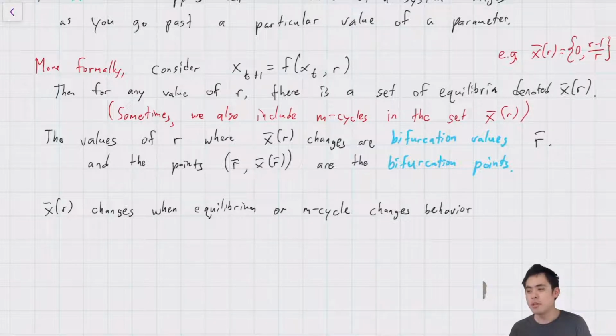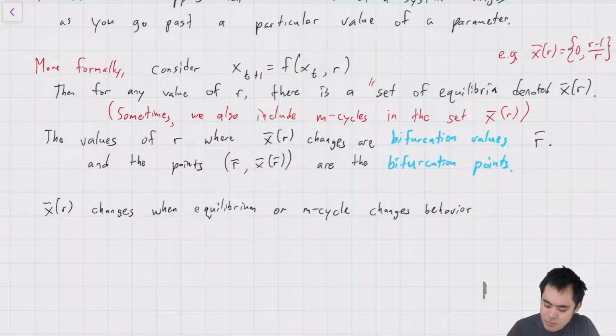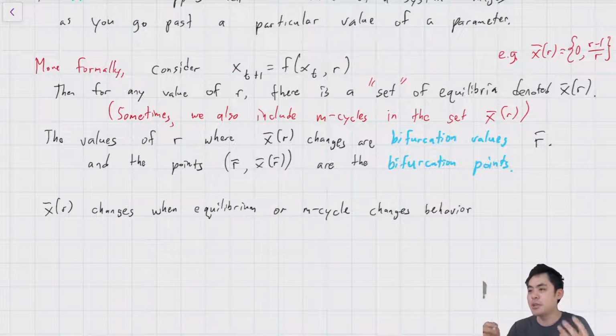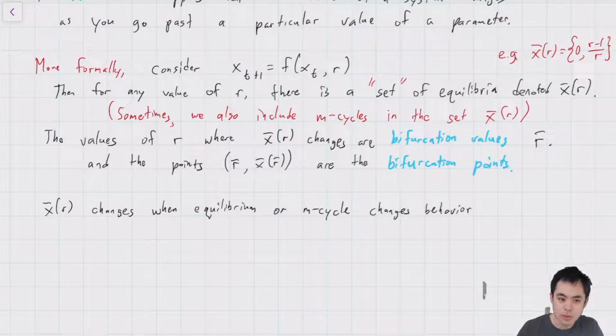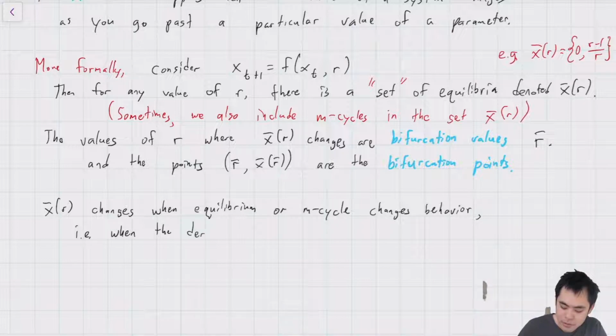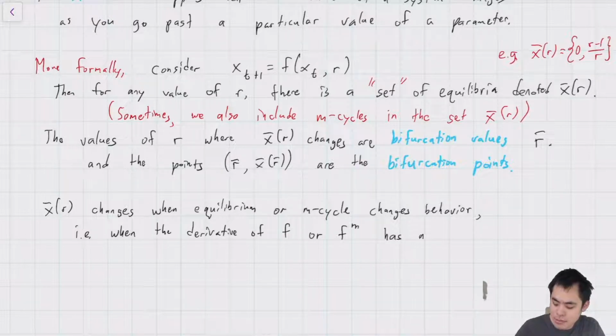Strictly speaking, you have to be a little careful. I've called these sets, but they're not really sets, because we look at all the equilibria and we also look at their stability. And so when do these things change behavior? Well, by the first derivative test, they change behavior when the derivative of f, or f to the m if you're looking at m cycles, has absolute value 1.